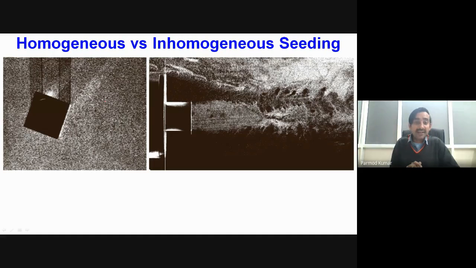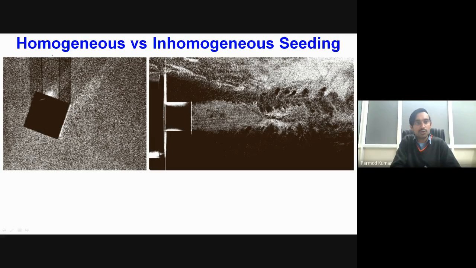Then it is very important to seed the particles at some optimal concentration. While we are seeding the particles, they should not be below some optimal concentration, because if the concentration of the particles is small, in that case we will not have good spatial resolution. However, if the particles are too dense inside our flow field, that also will not improve the accuracy of velocity measurement.